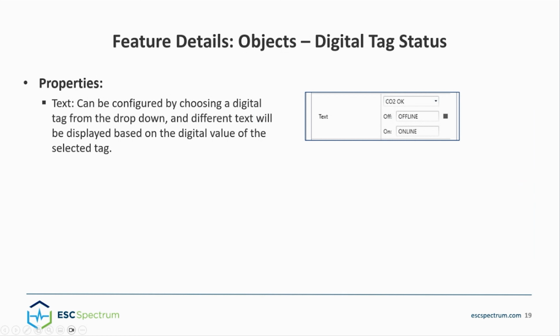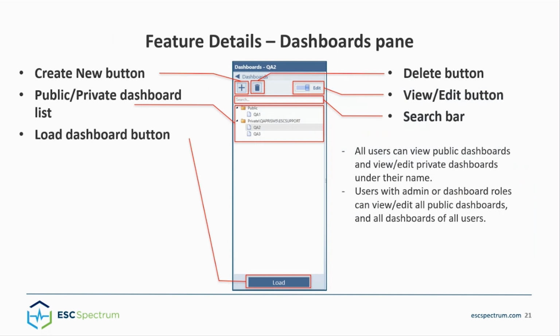And then after that, the calibration item, which when added and configured with an instrument, will show the 0-cal and span-cal ranges and values. And that is all of the controls that are available in the new dashboards. Moving on to the dashboards pane that was on the far left.